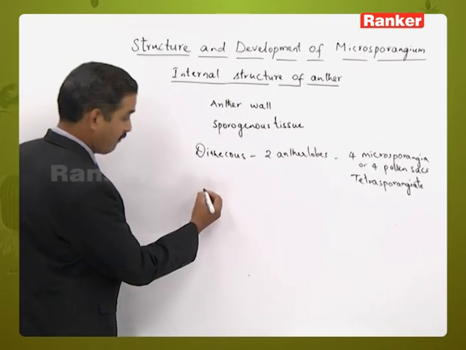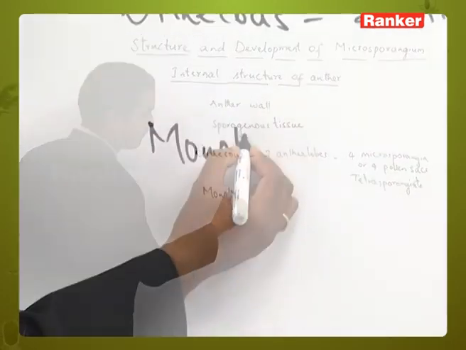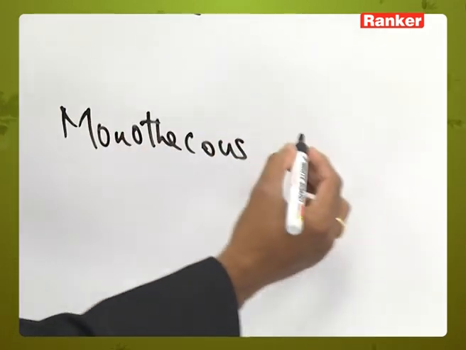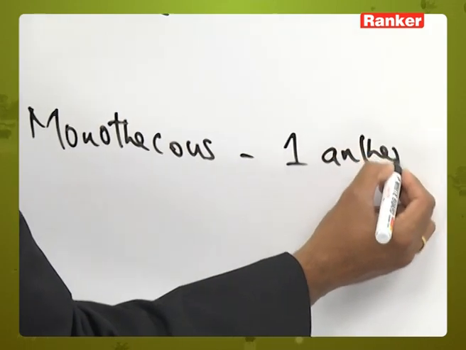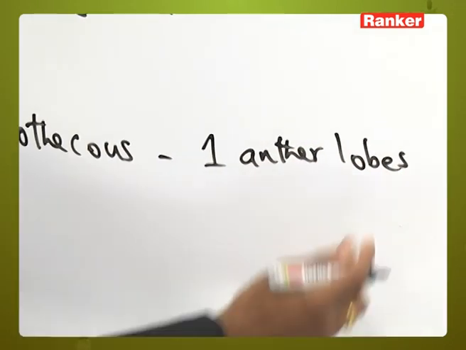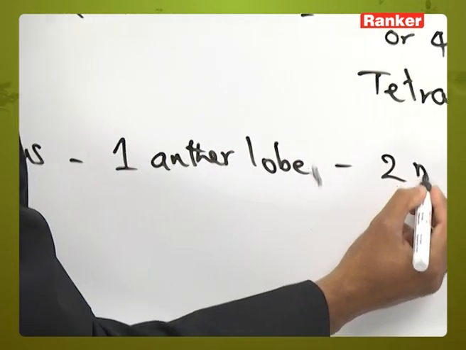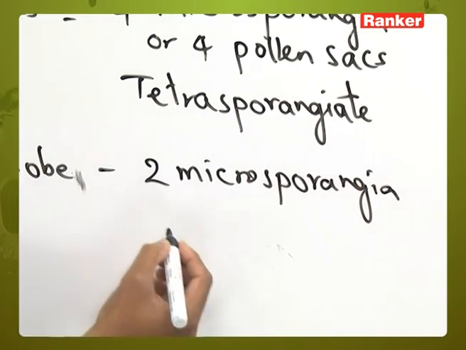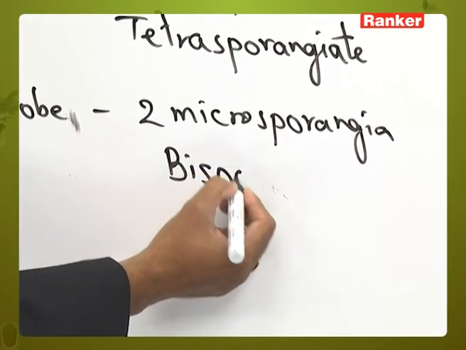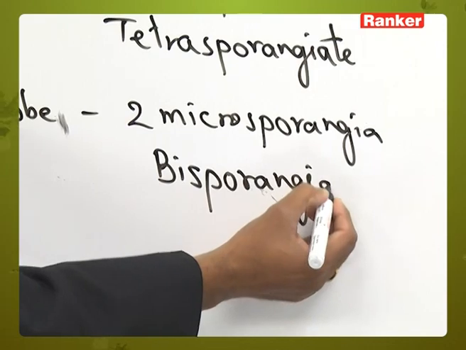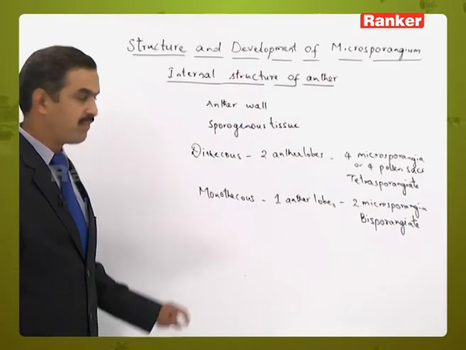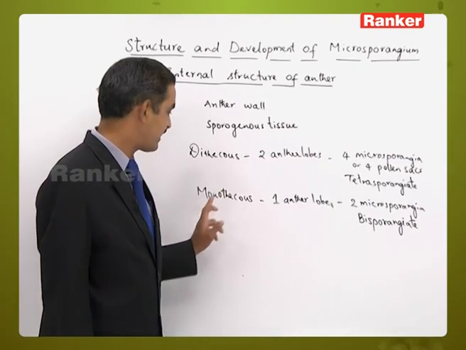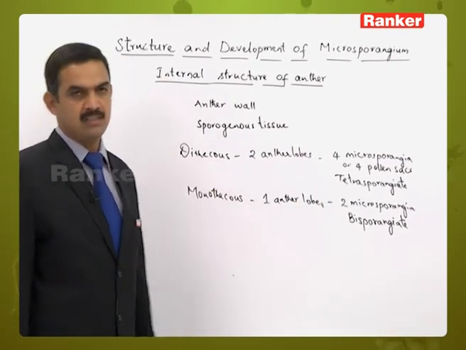Tetrasporangiate condition. Whereas if you come to the monothecous anthers, as I said, monothecous contains only one anther lobe and each anther lobe contains 2 microsporangia, so the total number here will be only 2. So we consider this as a bisporangiate condition. So this is a variation that we can see based on the number of anther lobes. So dithecous is tetrasporangiate, whereas monothecous is bisporangiate in condition.